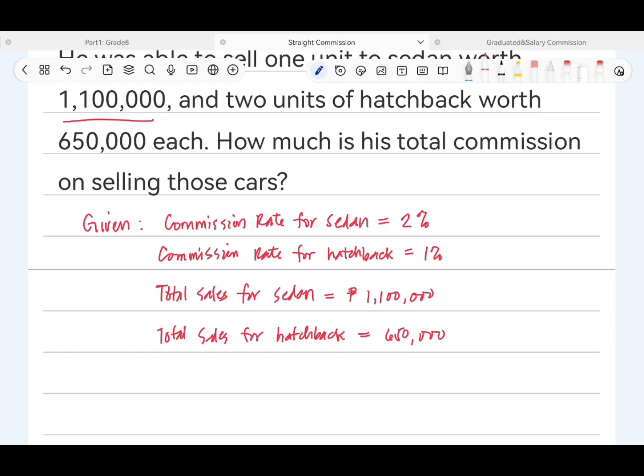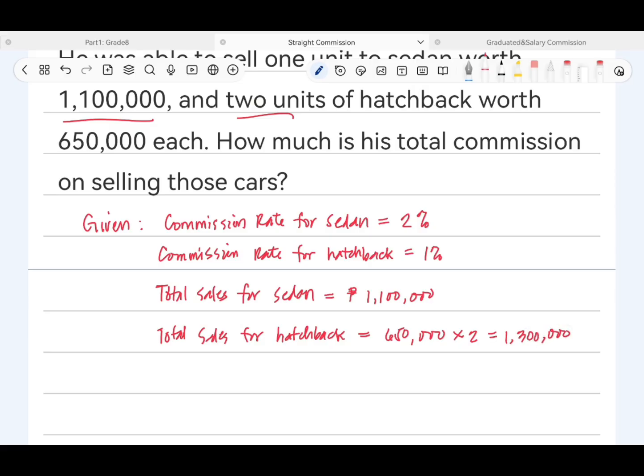And take note, we have two units. So therefore, we need to multiply 650,000 by 2. Okay, so therefore, we have 650,000 times 2. That is 1,300,000.